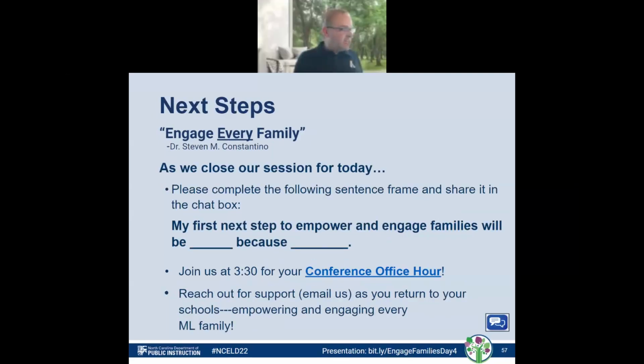So as we close our session today, we would love for you to complete the sentence frame as your ticket out and put it in the chat box. My first next step to empower engaged families will be blank because blank. Satli, would you put the sentence frame in the chat box?